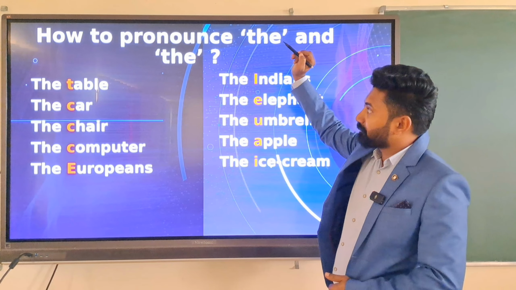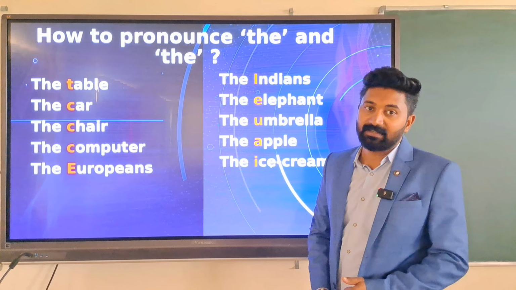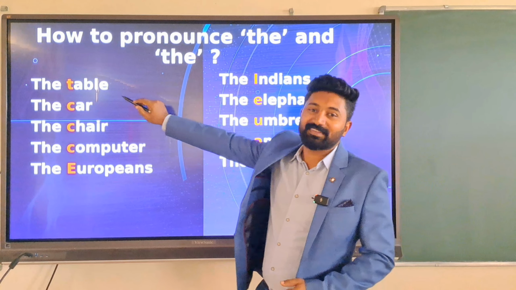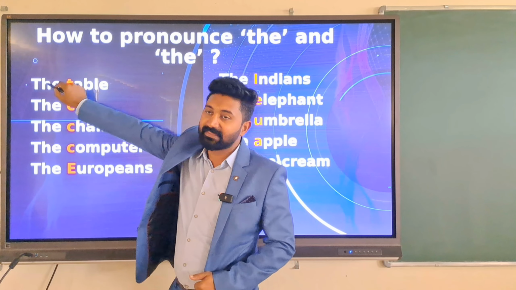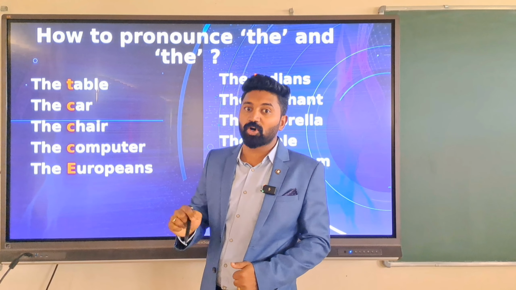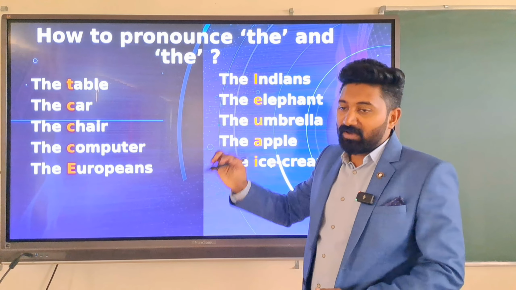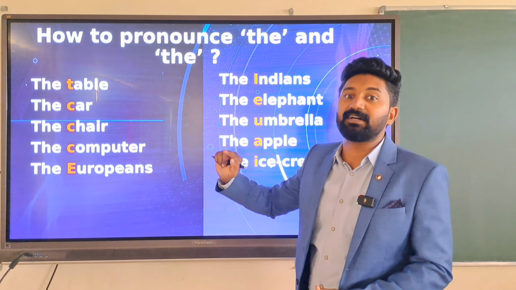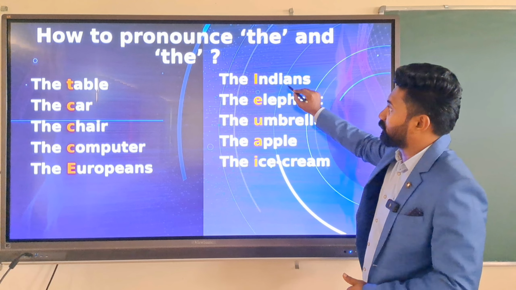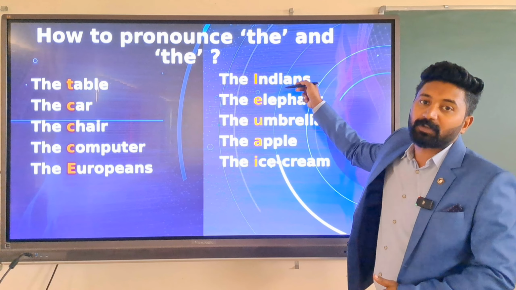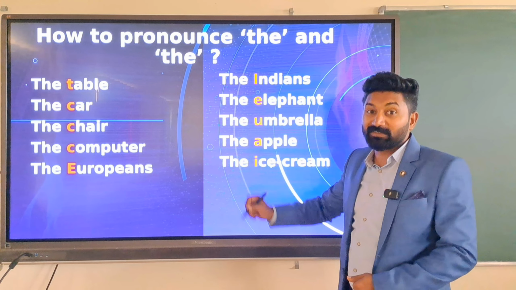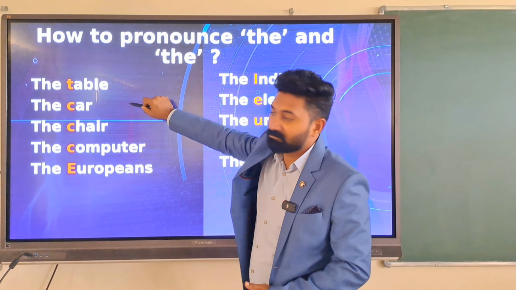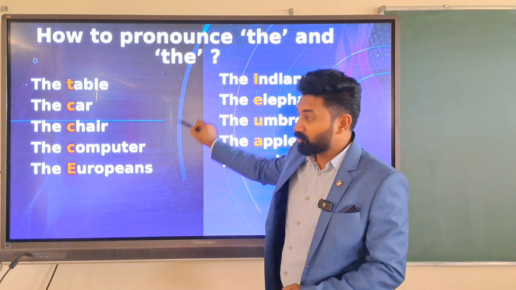Moving on to the next slide. How to pronounce the and the. This is often confusing to most of us, right? What is the actual pronunciation of the? Is it supposed to be pronounced as thuh or thee? The answer would be, when we refer to a word which begins with a consonant sound, we pronounce the as thuh, and when a word begins with a vowel sound, we pronounce it as thee. So these are the examples: the table, the car, the chair, the computer.